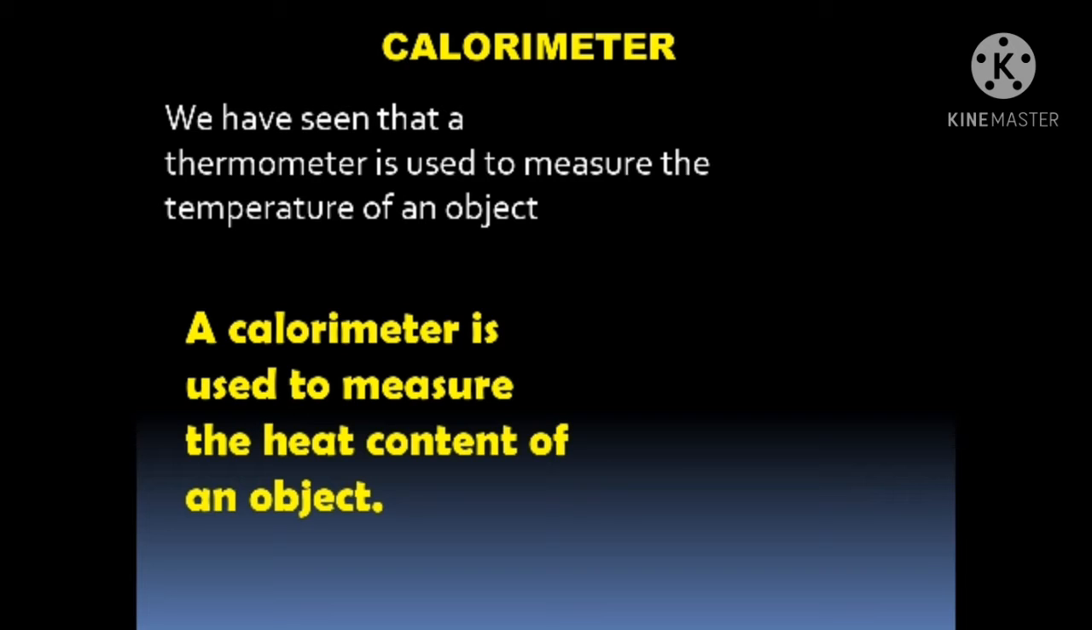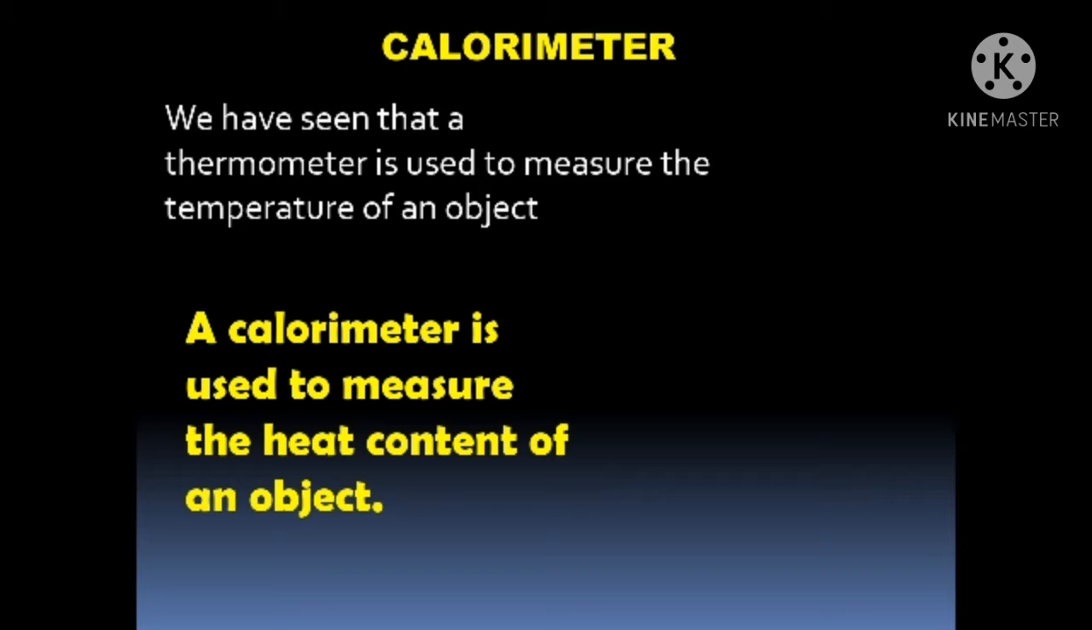But one arrangement is made in which, obviously, a thermometer is there, but a special arrangement is also there for measuring the heat content of an object. Whichever object we keep, we will be able to know the heat content of that object. Okay? So students, don't get confused. In simple words, what is a calorimeter? A calorimeter is used to measure the heat content of an object.